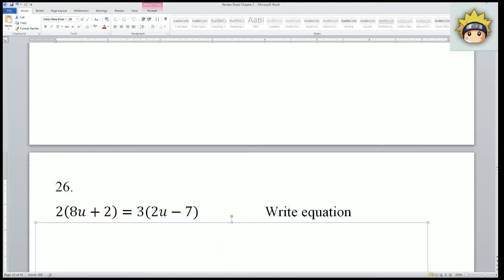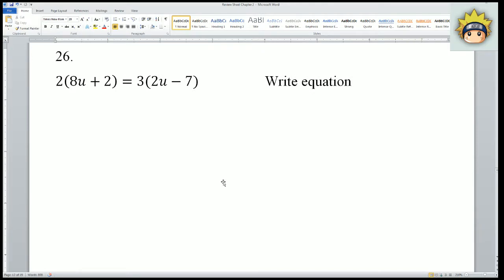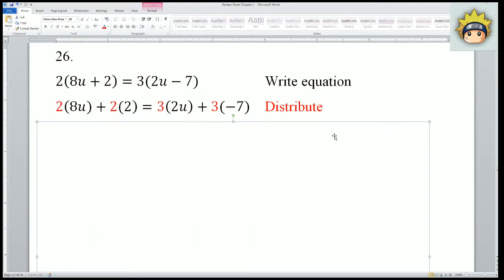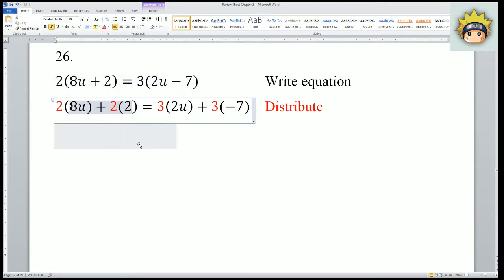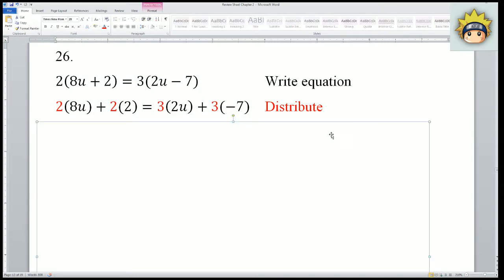Let's see, where's the next one? Next one is 26. 26 gives us 2 parentheses 8u plus 2, close the parentheses, equal to 3 parentheses 2u minus 7, close the parentheses. The first step again is to write the equation. I notice that there are parentheses, so I have to distribute. So 2 times 8u, that's the first part. Then 2 times 2, that's the second part. As well as I distribute on the right-hand side. 3 times 2u, and the other one is 3 times negative 7.